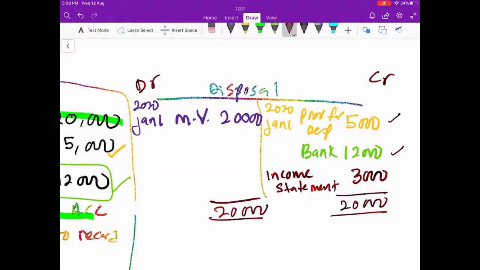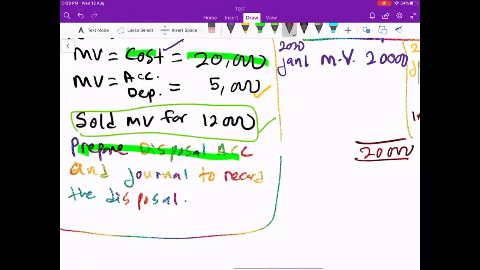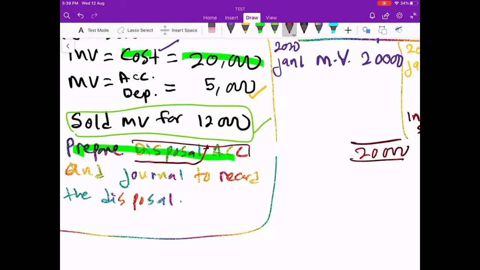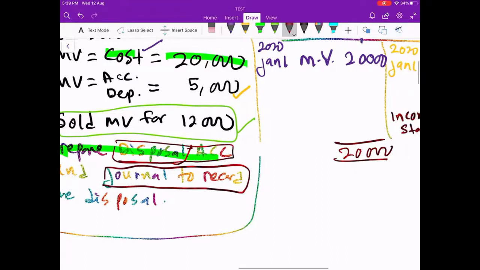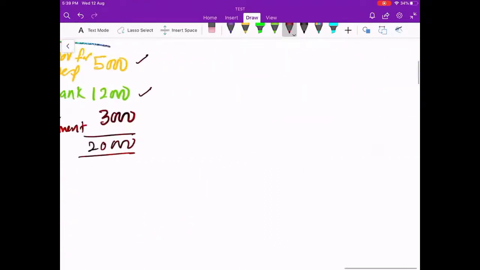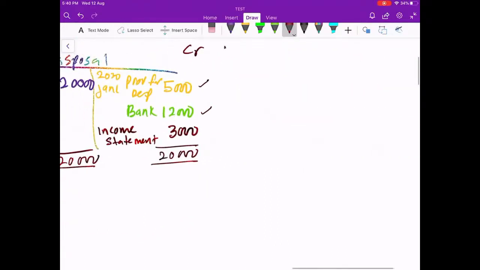Okay, now any problem? I answered the first question, which is prepare the disposal account. I already prepared the disposal account. Okay, now I want to answer the next one. Next one is journal. How to record the journal. You know how the journal looks like? I draw the journal format first. This is my format. The journal will be like this.